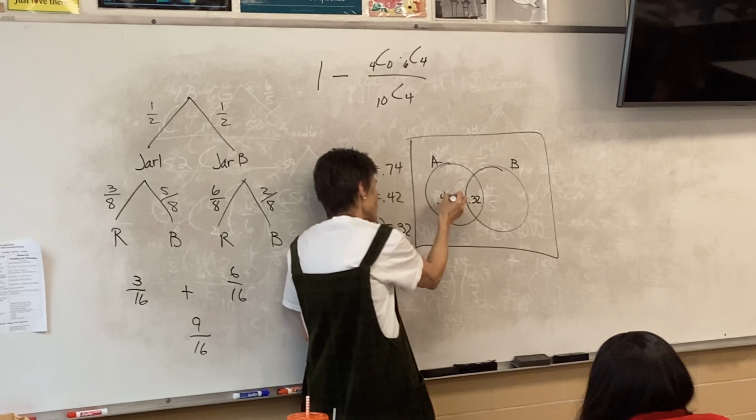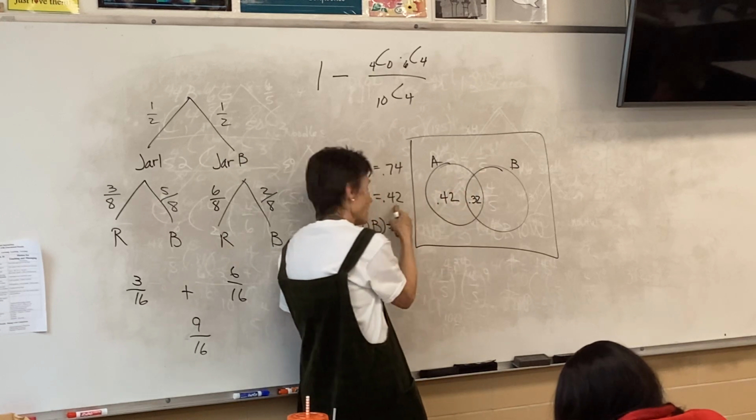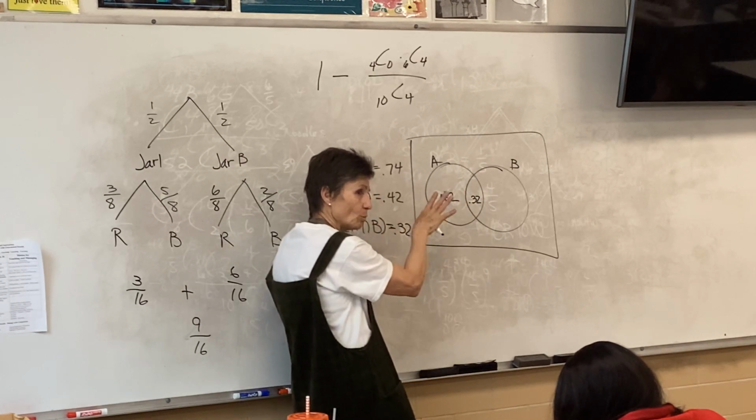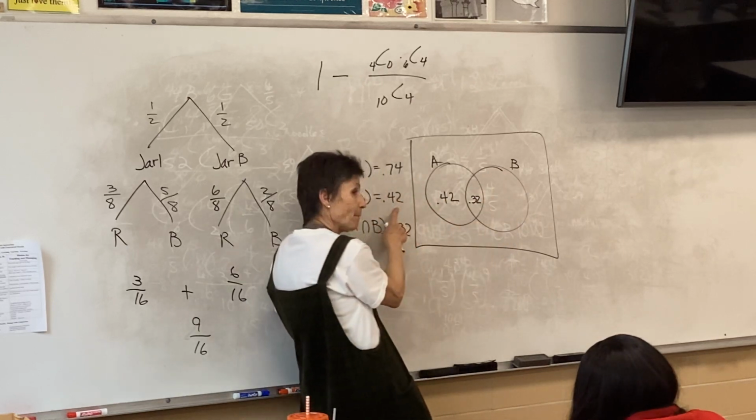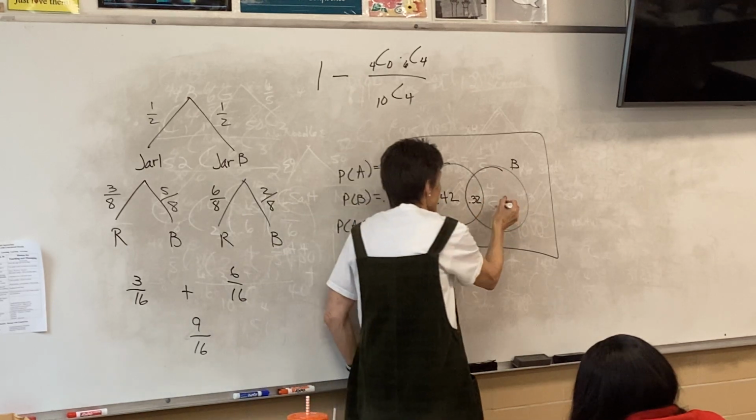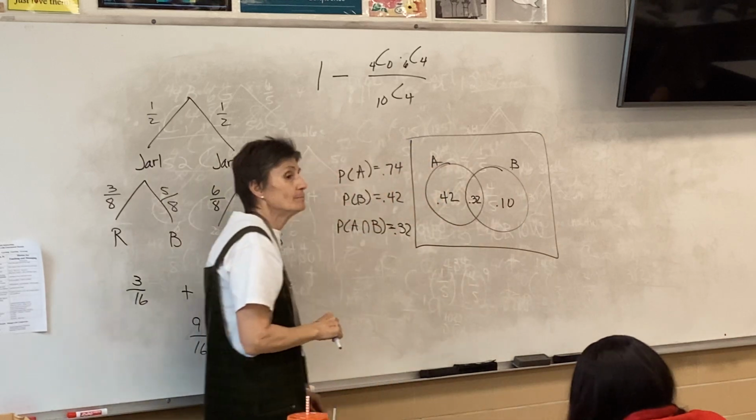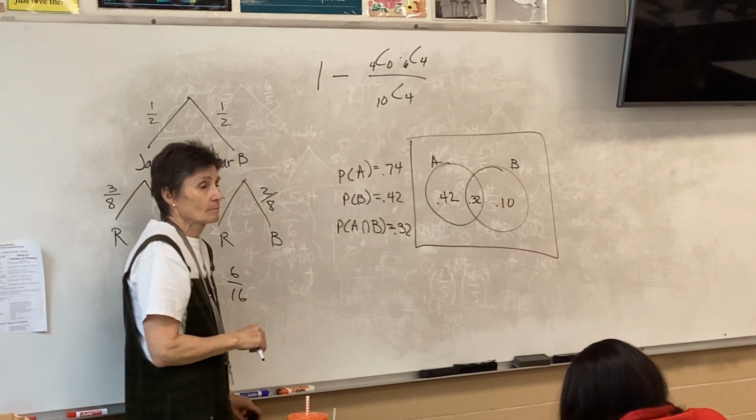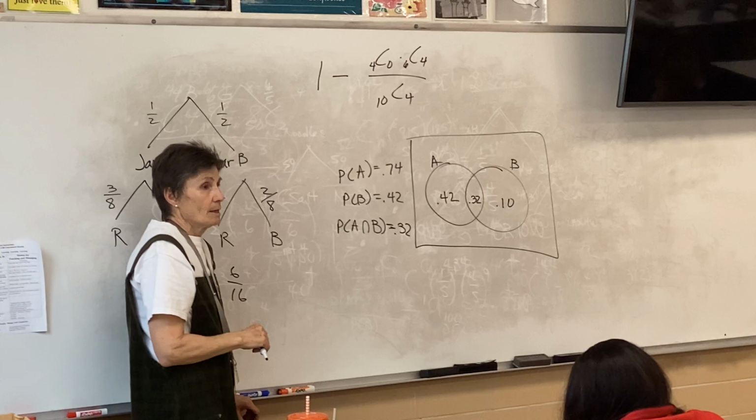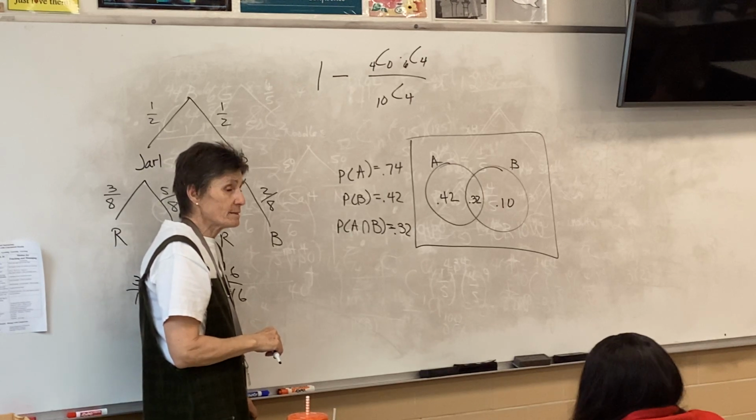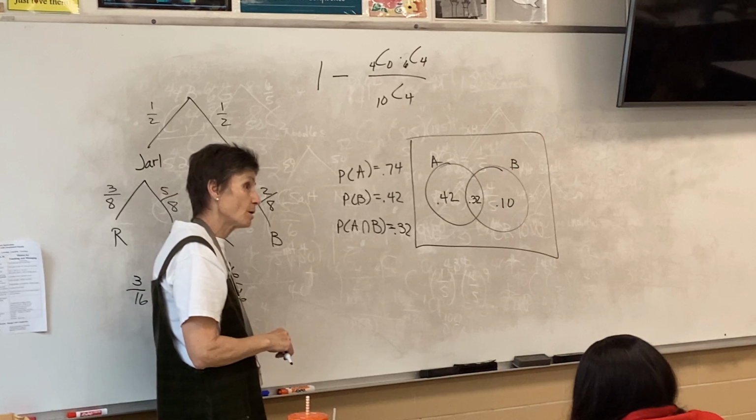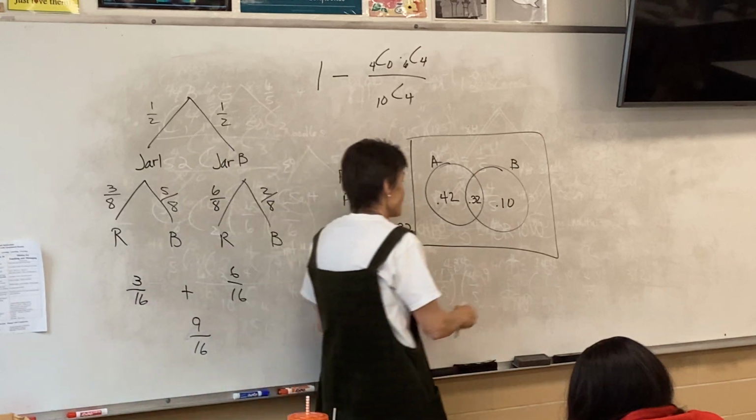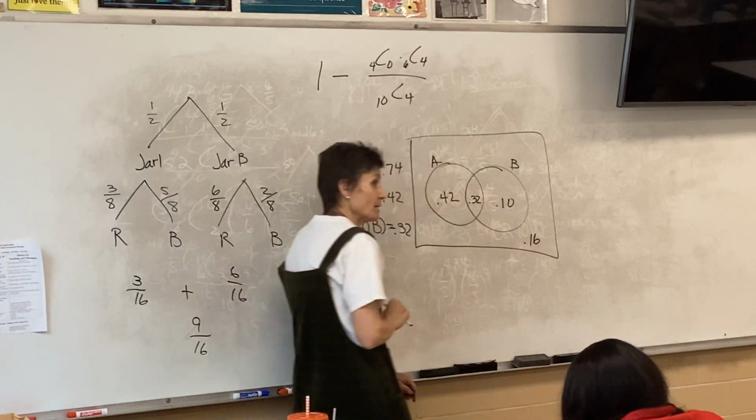Is this 0.42? Okay, but that has nothing to do with this 0.42. That is coincidence. This whole circle, is that 0.42? So this is 0.10? Now, what do those add up to? 0.84. Which means there's 0.16 out here.